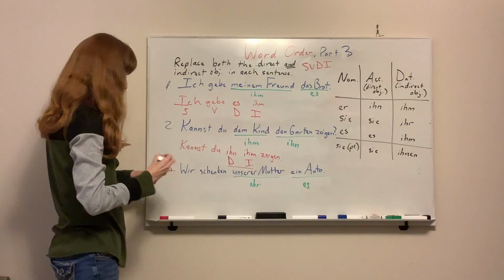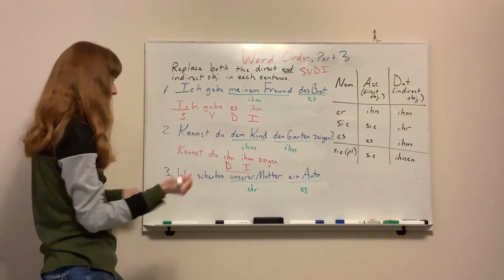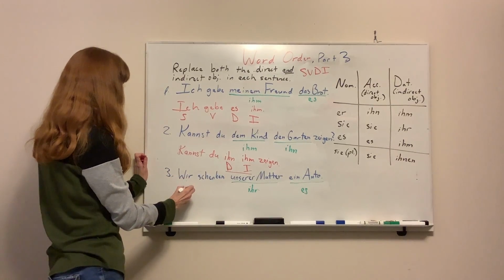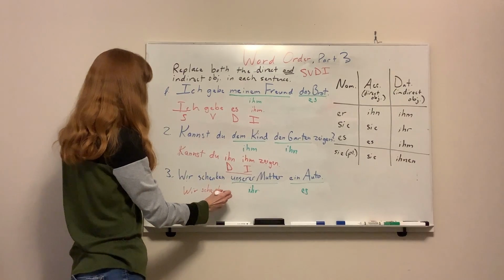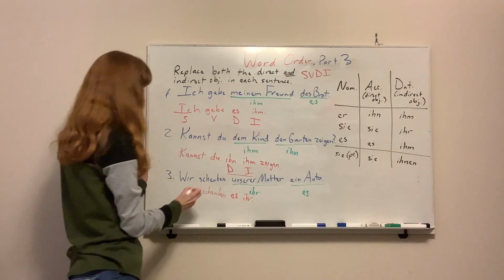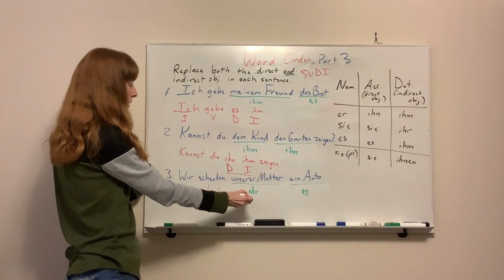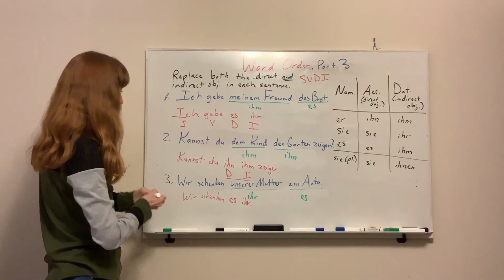And once again, when we write the whole thing out, we're thinking SVEDAI because we had to replace everything. So wir schenken es ihr. We give it to her. It to her. So SVEDAI.